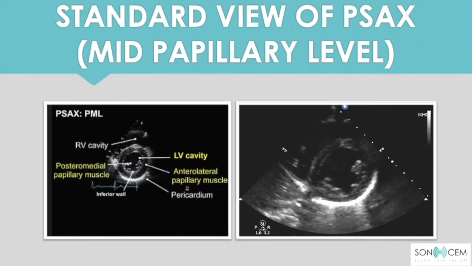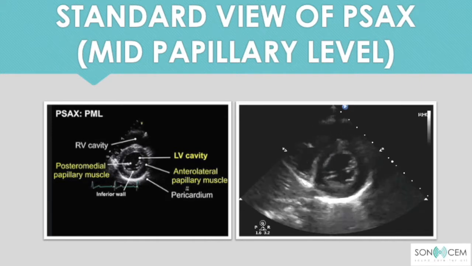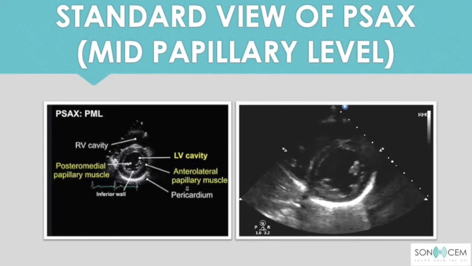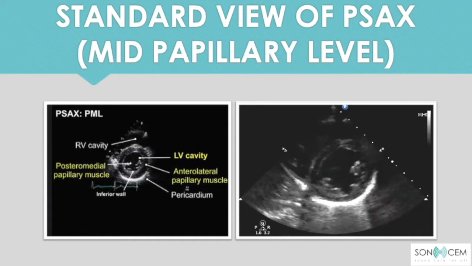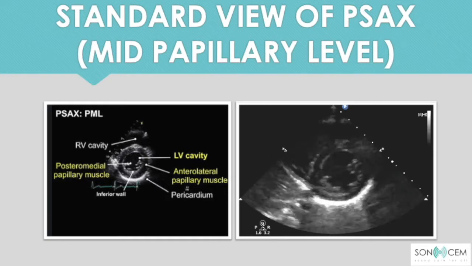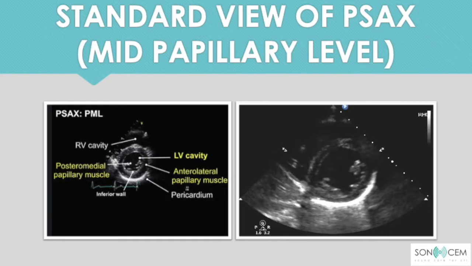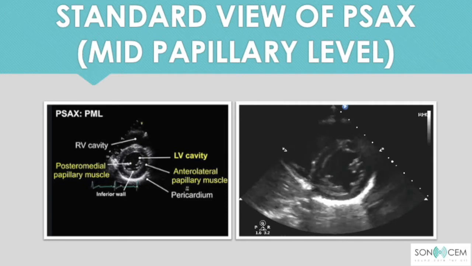Next is mid-papillary level. This is the best view in assessing regional wall motion abnormality and contractility of the LV. Okay, as you can see here, this is a right ventricle, this is a left ventricle. We start from this. In between the right ventricle and the left ventricle is the septum. So this is the septum, interventricular septum. This is the pericardium.